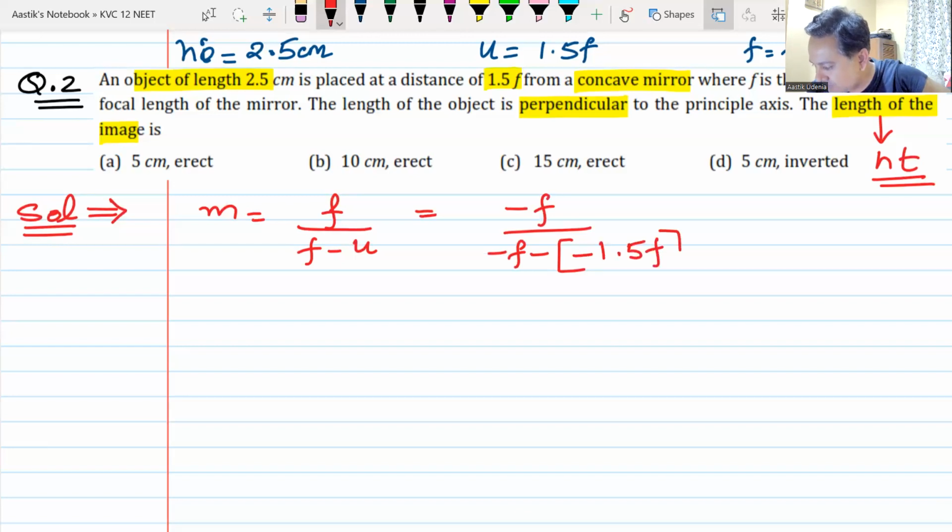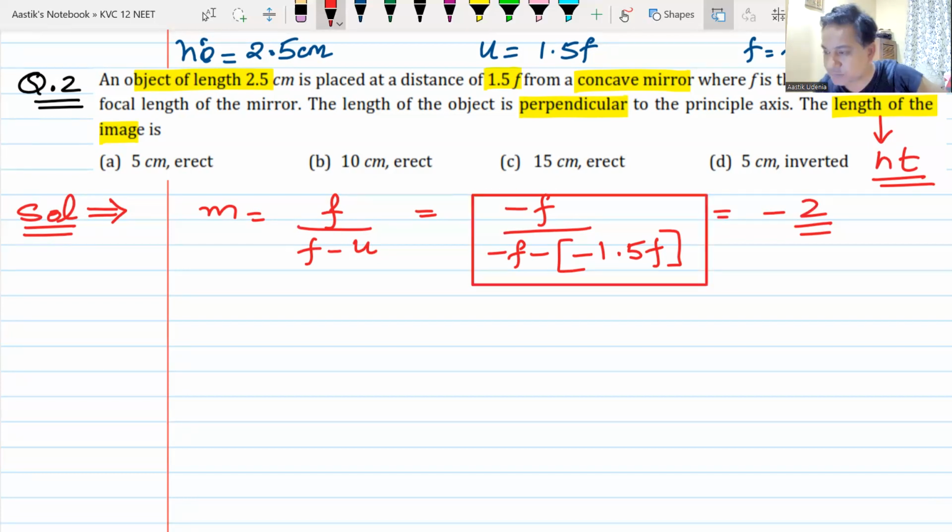Good. Now you can see f will get cancelled. And what is the value of magnification that you are going to get, beta? Are you going to get minus 2 from here? Yes or no? Can you solve this? This entire thing will be equal to minus 2. Yes or no? Can I have raised hand from everyone that we understand this?